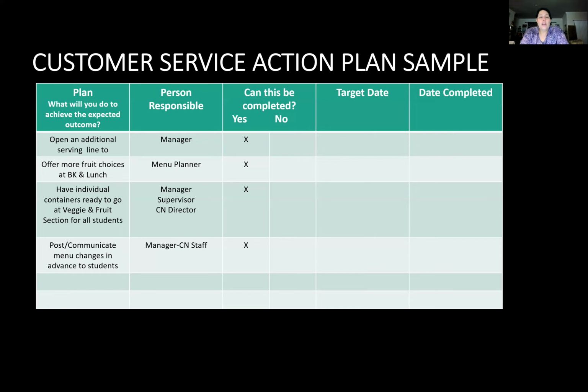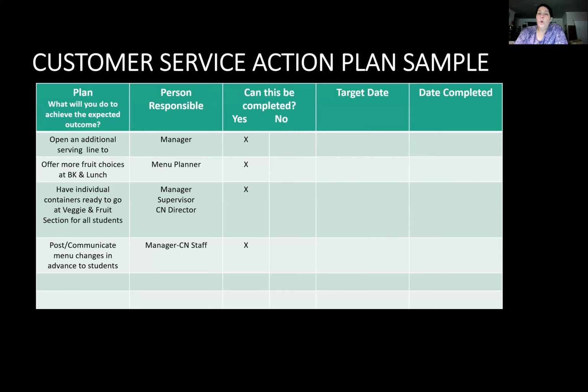Manager, child nutrition staff, all of us can communicate effectively. All of us can take part in delivering this information to our students to prevent any disappointments. Can this be completed? Of course it can be completed. And then I will put my target date and the date that I completed.